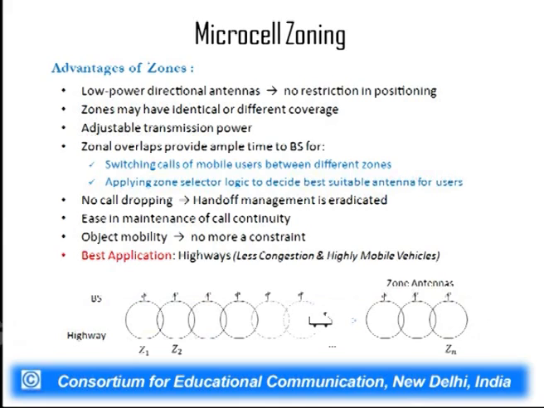So here, as the vehicle moves from zone 1 towards zone N, there is no need for handoff, so it smoothly passes, and the zone selector applies its logic to switch the services of this particular mobile object from the coverage imparted by zone 1 to zone 2 and likewise to zone N.